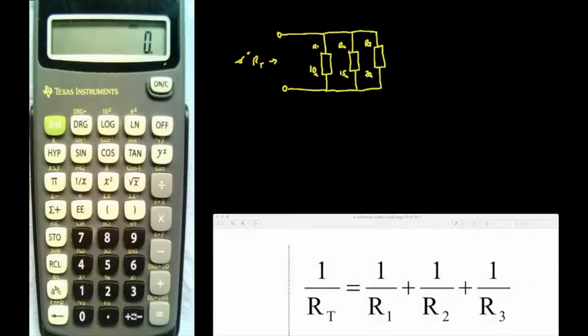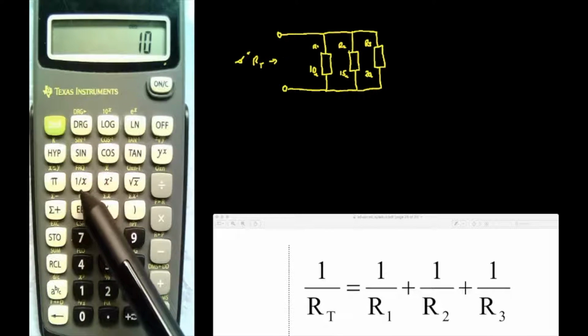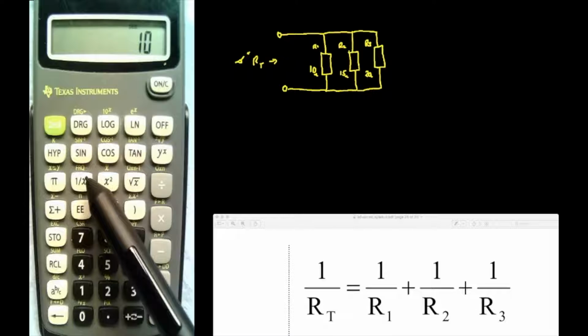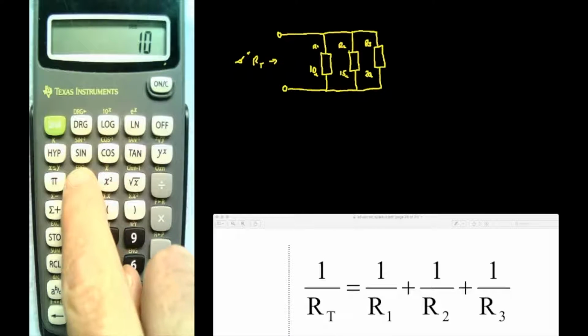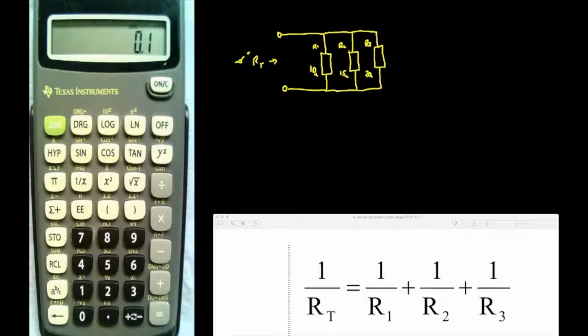So let's put in R1. That's 10 ohms. And we need to find out 1 over R1. If you look at the formula there, we need to find 1 over R1. Now we could have put in 1 divided by R1, but we've got the reciprocal key, and that's the key here. So it's a simple matter of just pressing the reciprocal key. So that gives us 1 over R1.